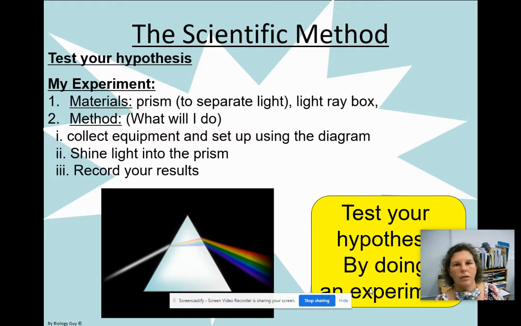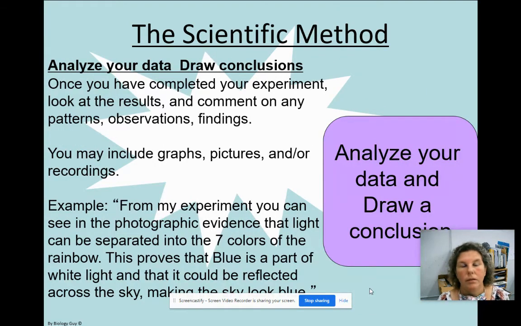And then you go through and you put your procedures of what you would do. So first, you're going to collect your equipment and set it up. Then you're going to shine light into the prism. And then you're going to record your results. And make sure that you have a very step-by-step procedure on how to do this. This one may not be the best. You might need to add more detail to it.